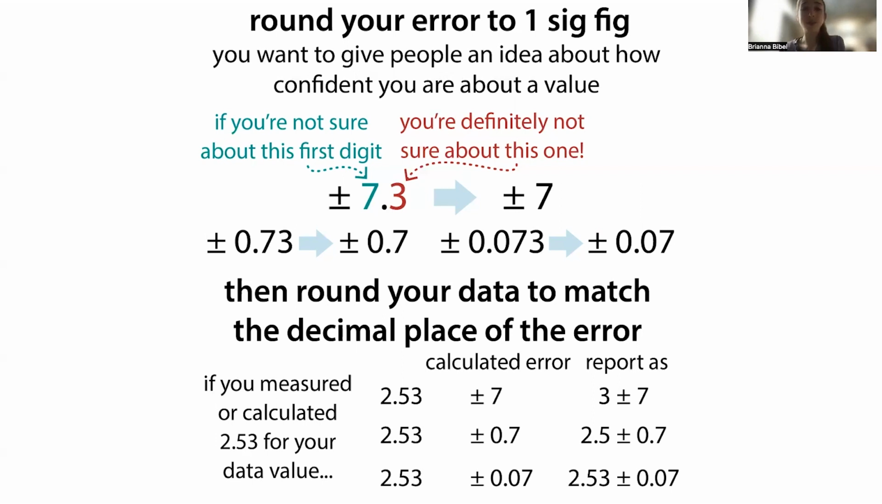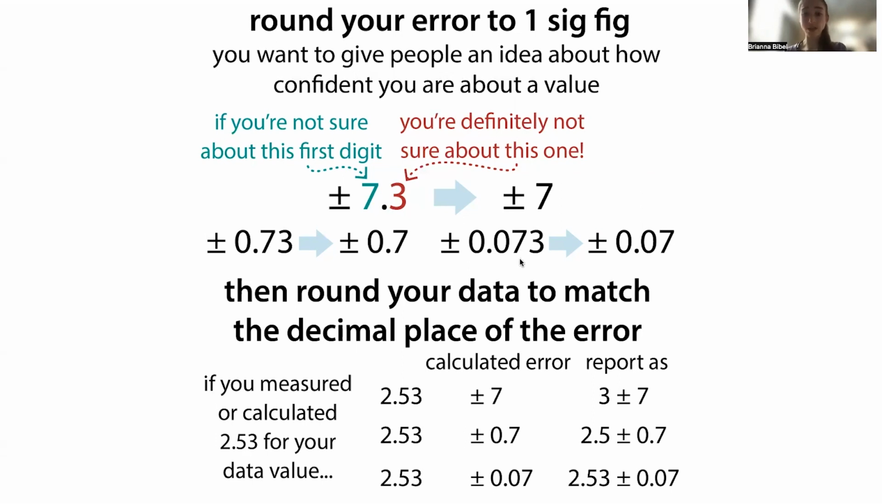And basically, when you report this error, you're only going to get one significant figure for the error, and then you're going to have to round your measured value or your calculated value in order to match the number of significant figures, in order to match the decimal place of that error. And so say you calculated an error of plus or minus 7.3. Well, if you're not sure about that 7, then you're definitely not sure about the 3. And so when you're reporting this error, you would round it to plus or minus 7. If you had a 0.073, then it would be plus or minus 0.07, et cetera, et cetera.